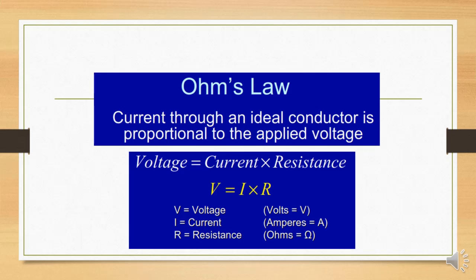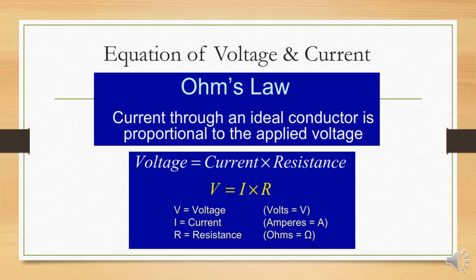Alright. So when we want to define Ohm's law, it states that current through an ideal conductor is proportional to the applied voltage. So the voltage will be current multiplied by resistance, or V is equal to I multiplied by R. V is the voltage and its unit is volt, I is the current, its unit is ampere, and R is the resistance and its unit is ohm. So dear students, this is the equation of Ohm's law.